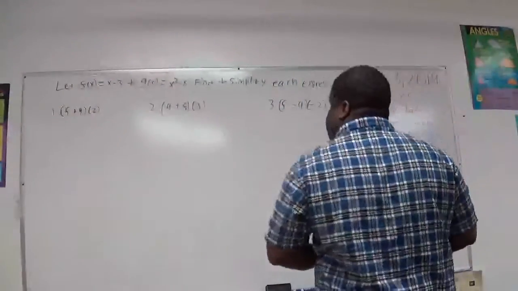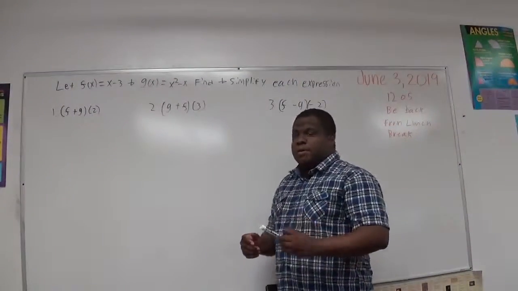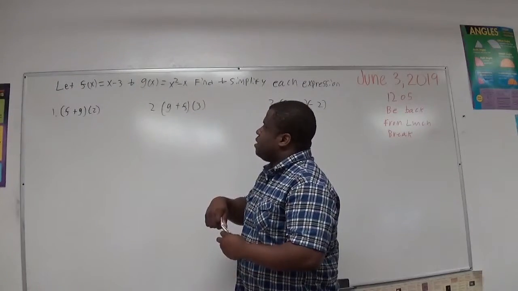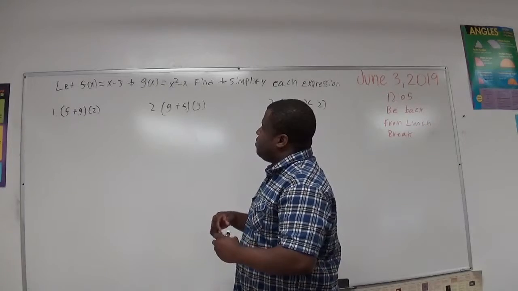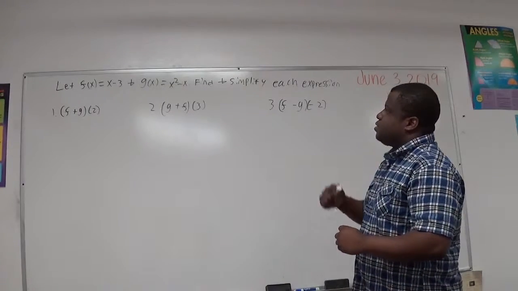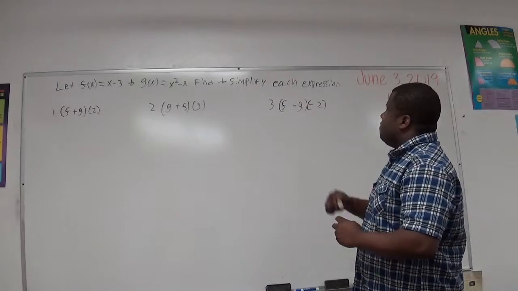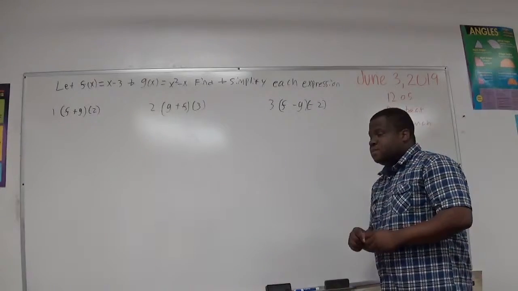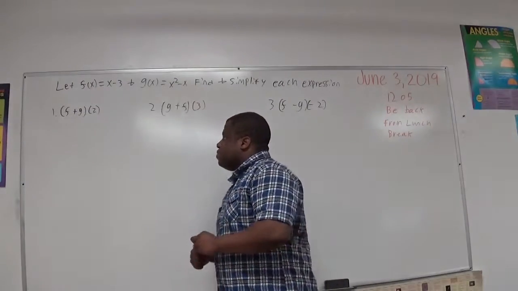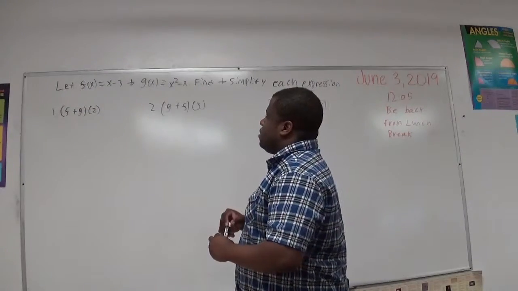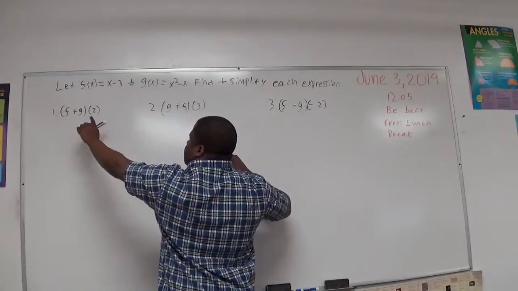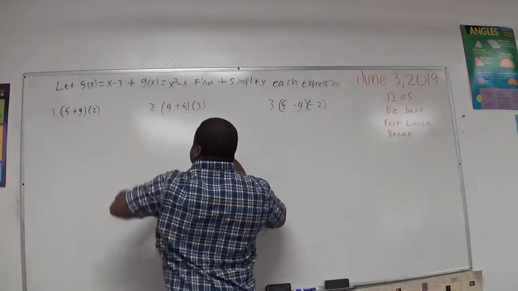Alright, so we're going to be looking at composite functions where for this particular case we are going to say let f of x equal x minus 3 and g of x equals x squared minus x. Find and simplify each expression. So I have two here, or three, I'm sorry. So the first one, we're literally just going to take f of x and g of x and plug in 2 for each of these.